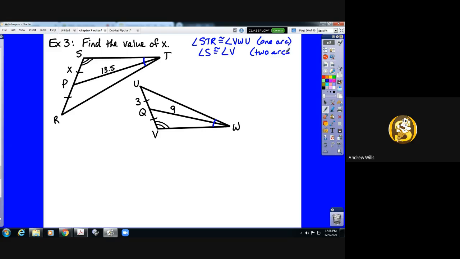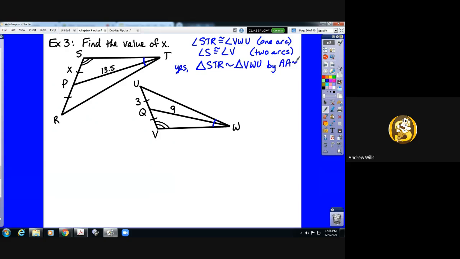So once again, in our head at least, we should be establishing that yes, we do have similar triangles. STR is similar to triangle VWU, okay, because of the angle-angle similarity. So that part we should be doing in our heads because they didn't tell us the triangles are similar. We should be recognizing that they are similar based on angle-angle similarity.